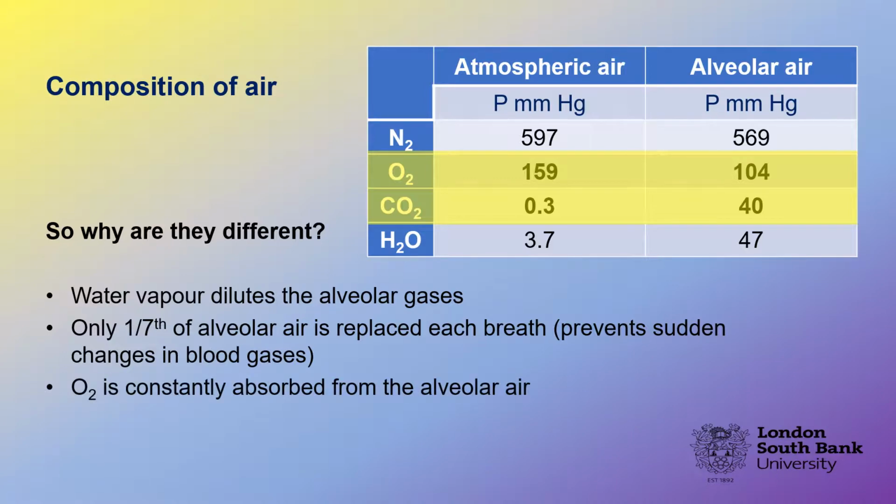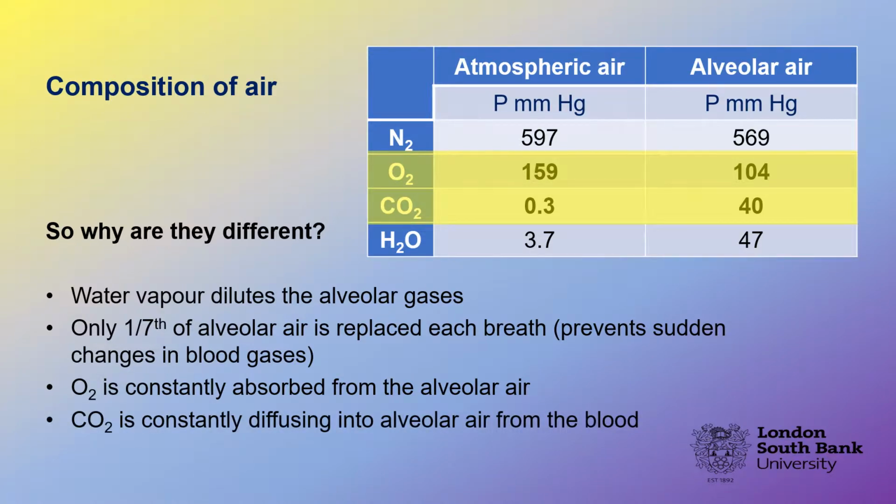Oxygen, of course, is constantly absorbed from the alveolar air. So when we breathe in air, we take oxygen out of it and put it into the blood and take it off to the tissues. Conversely, because of cellular respiration, we're producing CO2, which has to go back in the blood, goes back towards the lungs, diffuses into the alveoli, and is then exhaled. So CO2 is constantly being pulled out of the body.